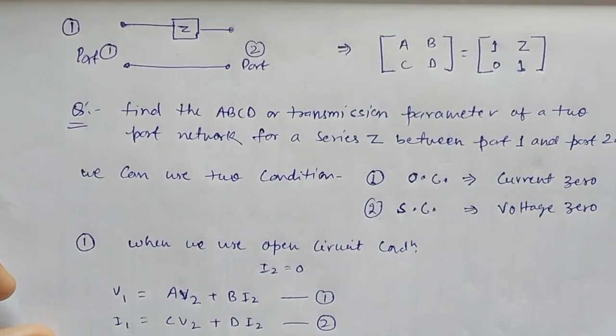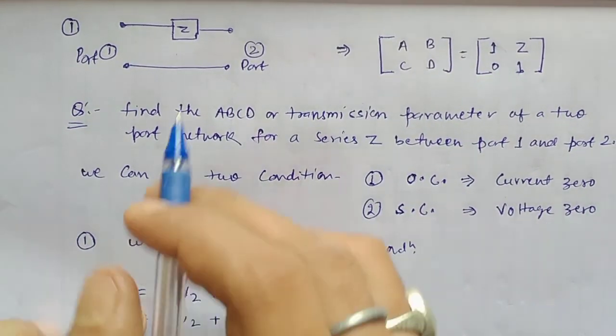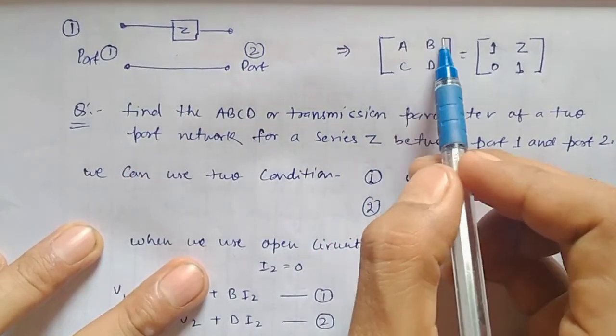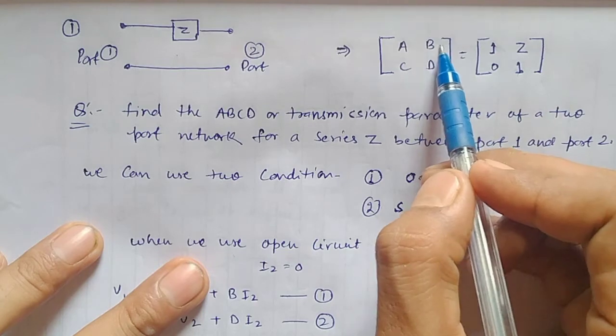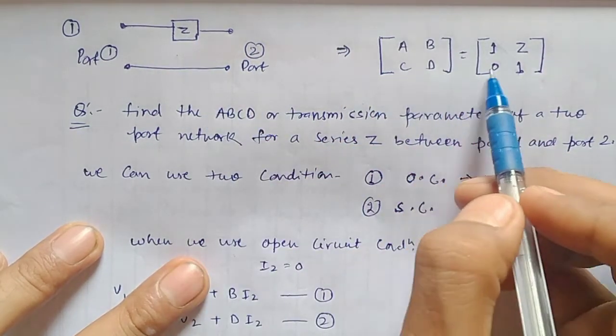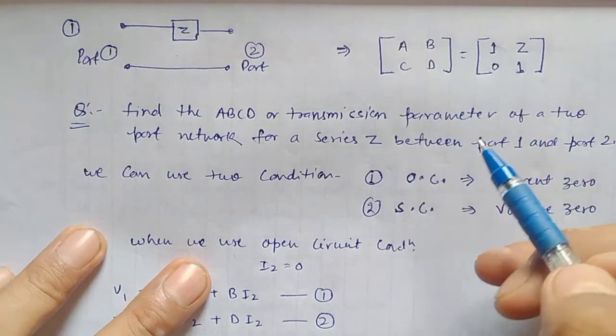So here you can see I'll take one series network. In series there is an impedance. For this, if I find out the ABCD parameter, A will be 1, B will be the impedance Z, which is the series impedance here, C will be 0 and D will be equal to 1.